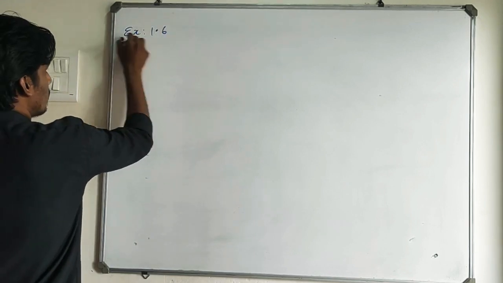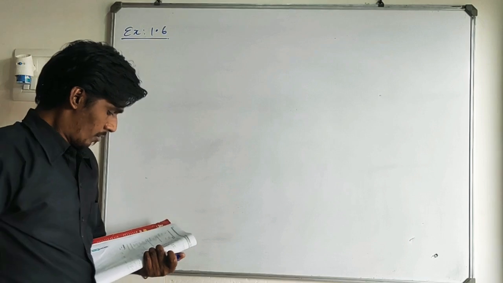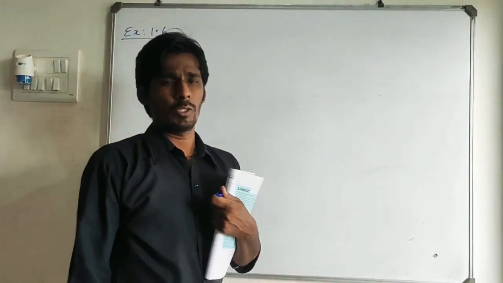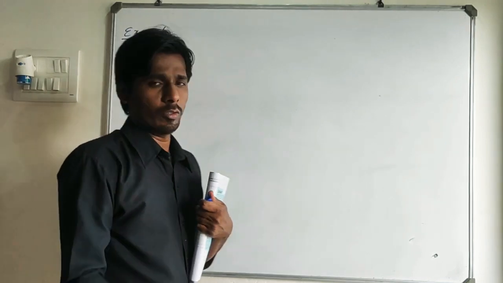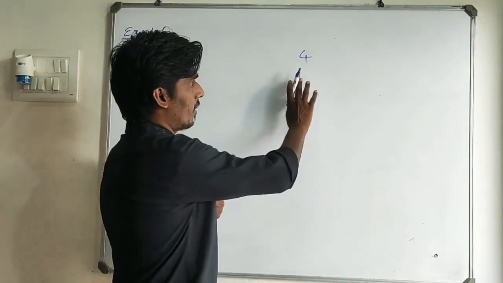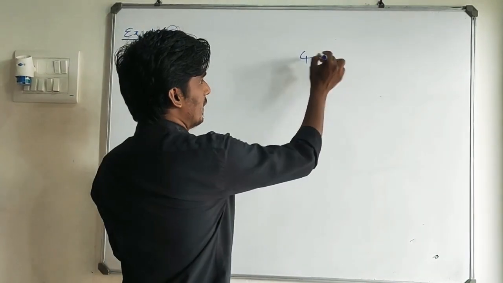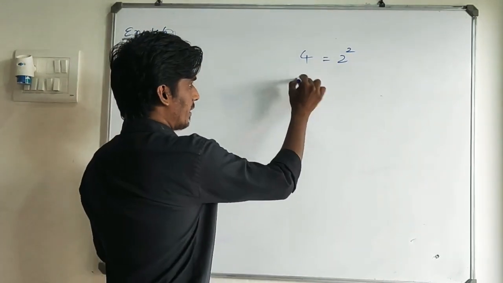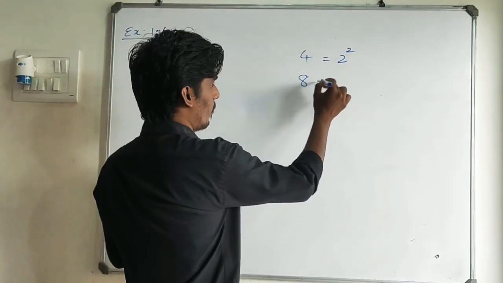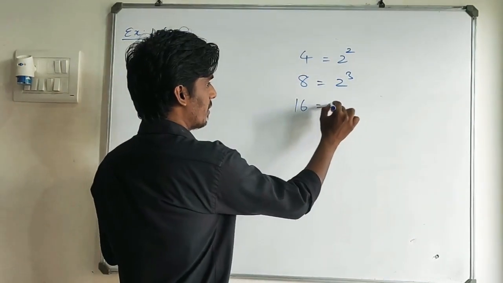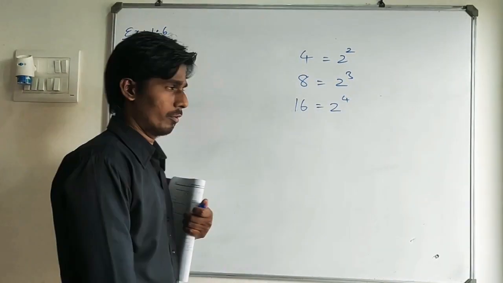Exercise 1.6. Now, before starting this exercise, let me explain a simple thing which you should know, and if you don't know, just try to understand this. If I write 4, तो मुझे पता होना चाहिए 4 का पावर फॉर्म क्या होगा. Instead of 4, we can write 2 square. If I write 8, 8 is the power form of 2 cube. If I write 16, this is 2 raised to 4.